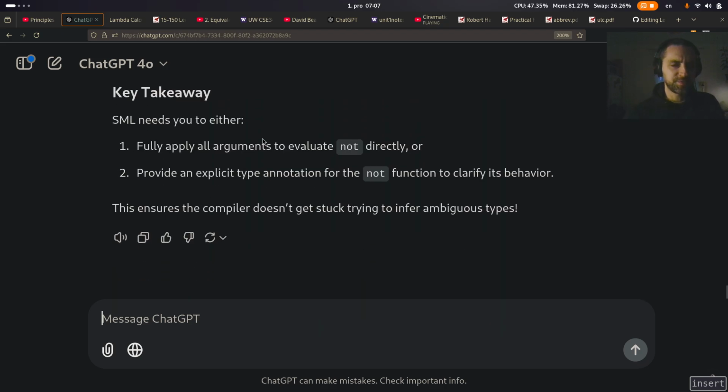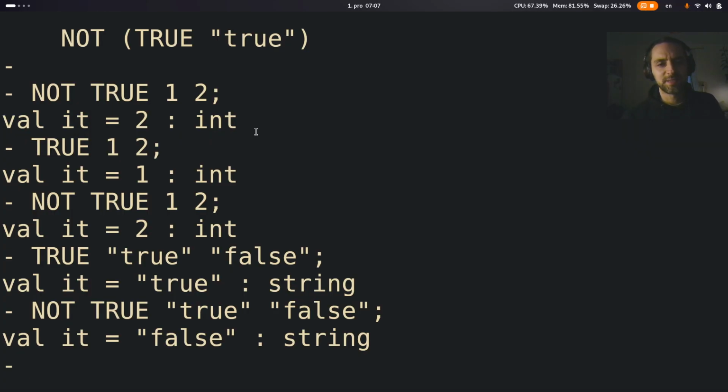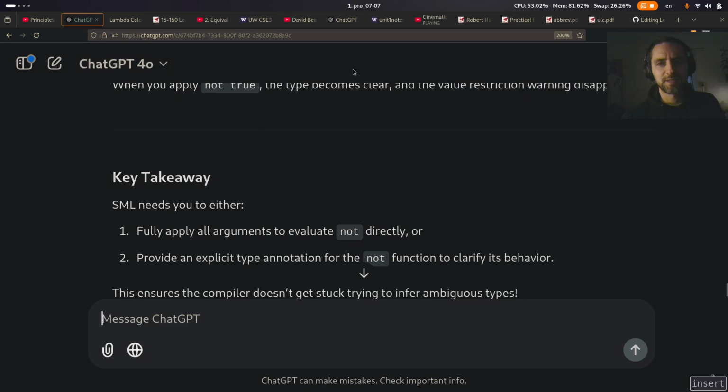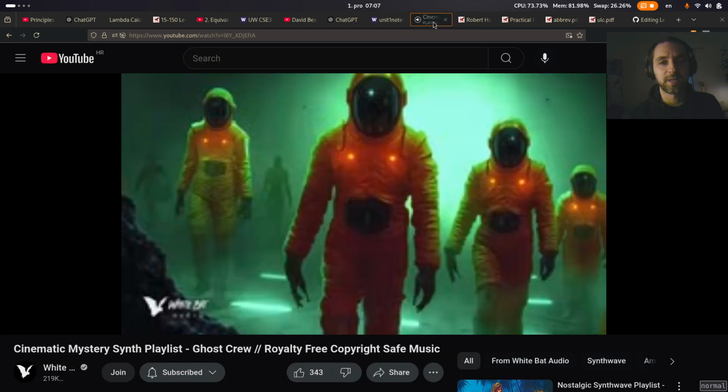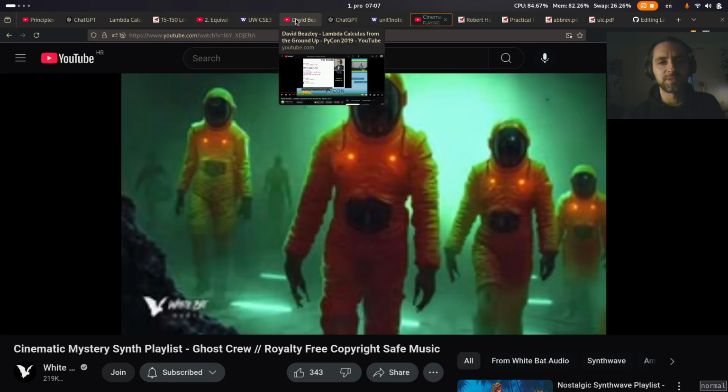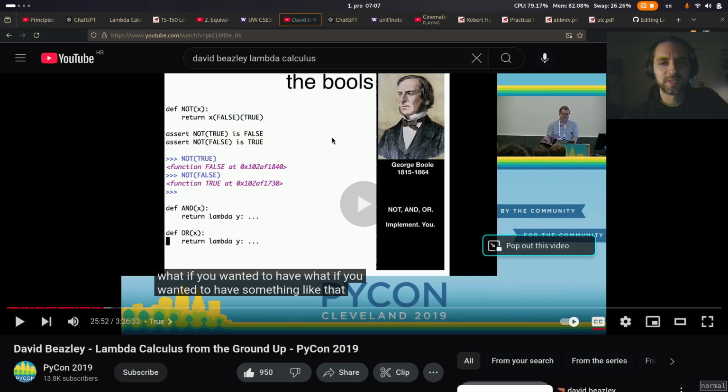Interesting, interesting. It's funny, SML looks so nice compared to Python. Actually, it's so weird. Some things, you know, take off and some things don't.